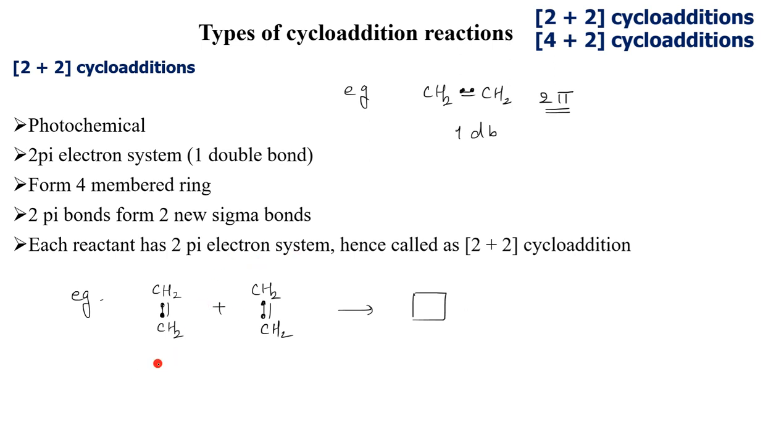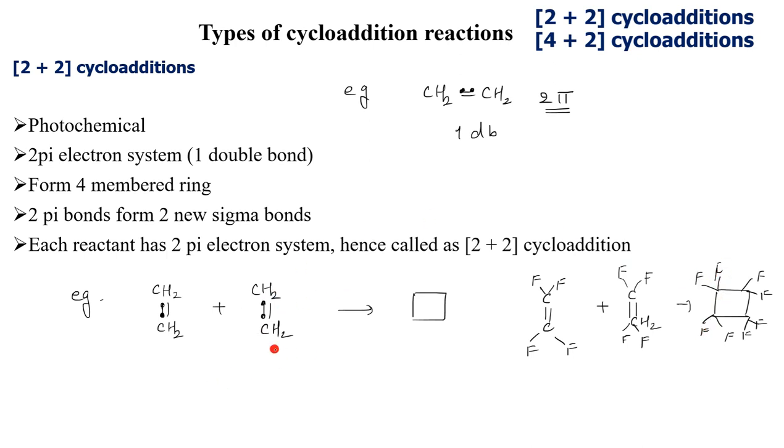Now there are other examples. Suppose I have a difluoroethene. So this also comes under 2 pi. There are different versions. I'm taking the simple ones. So this is difluoroethene. Again, what are you going to get? A cyclic transition state, and what will be present at the corners? Fluorine atoms will be present at the corners. This is one example.